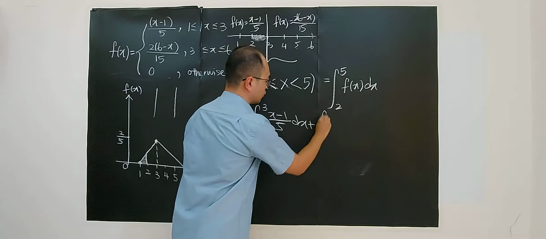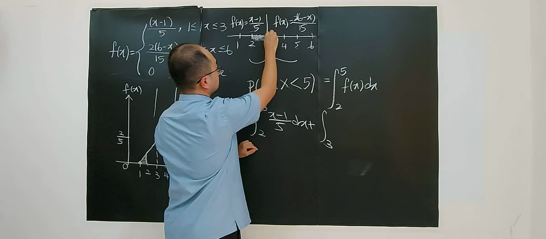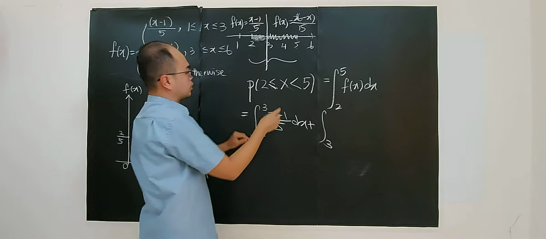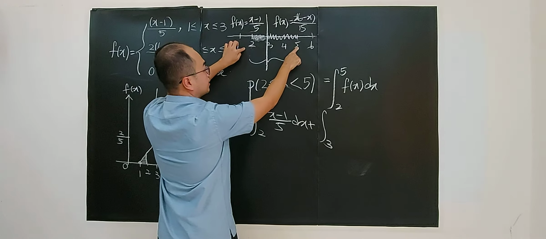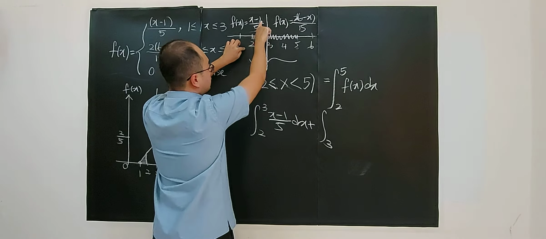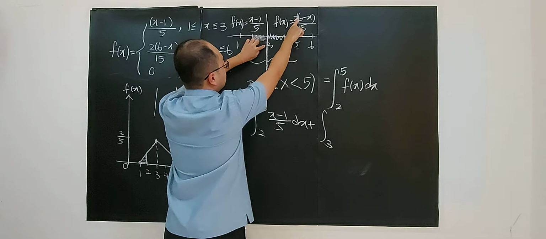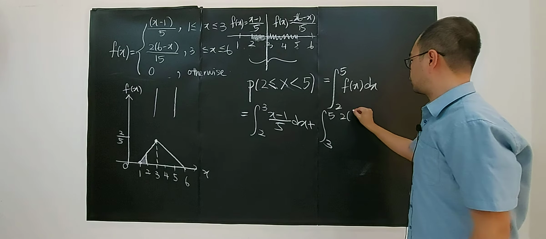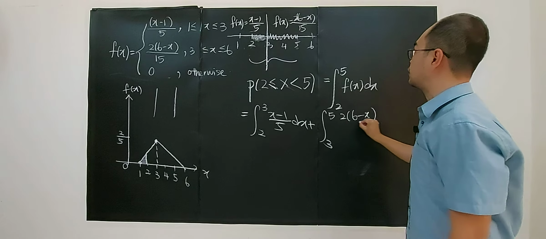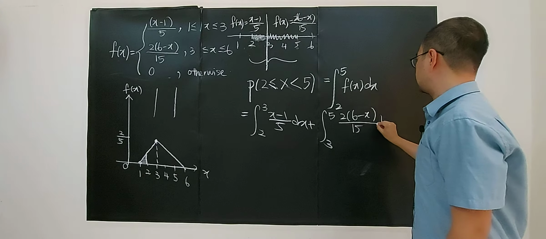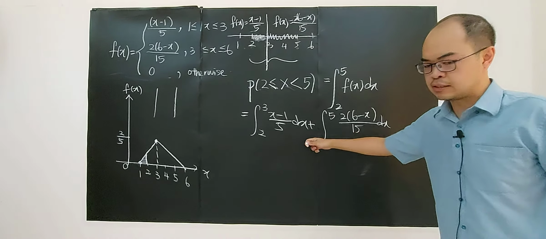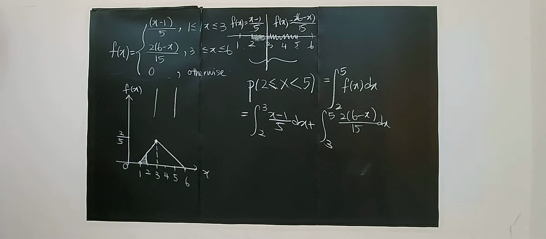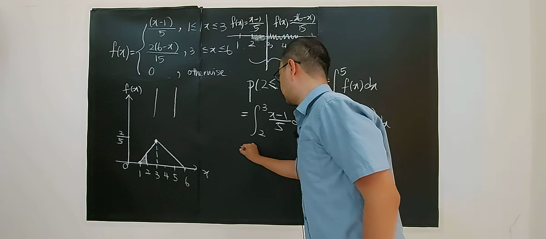Then continue from 3 up to 5, because it's between 2 and 5. So from 2 up to 3, this is the function. From 3 up to 5, this is the function. This is the proper way of finding the probability from the probability density function. As long as you get this correct, then you already know the concept of evaluating the probability from the probability density function.